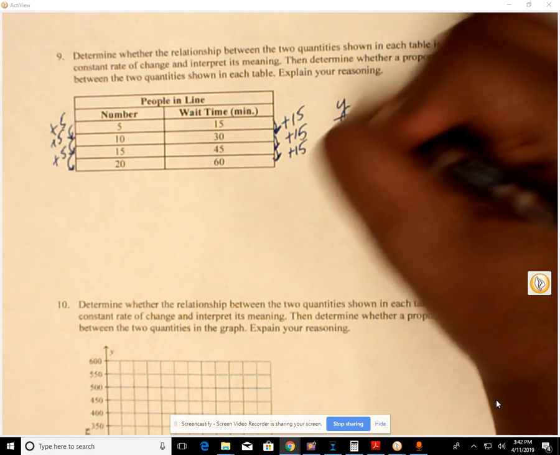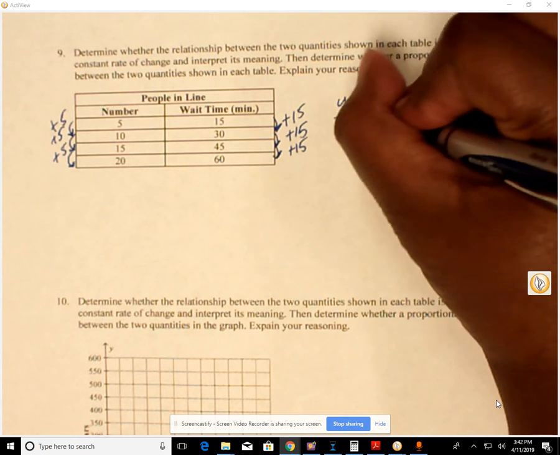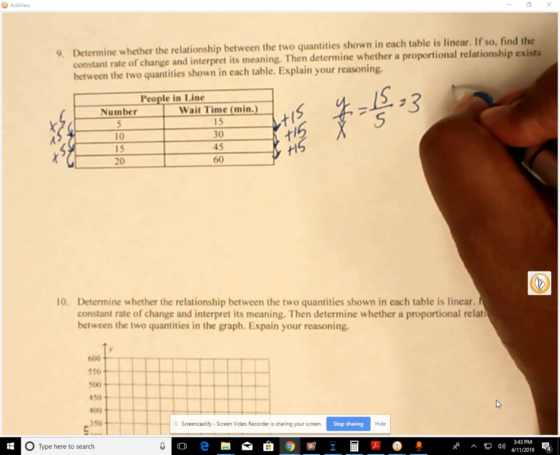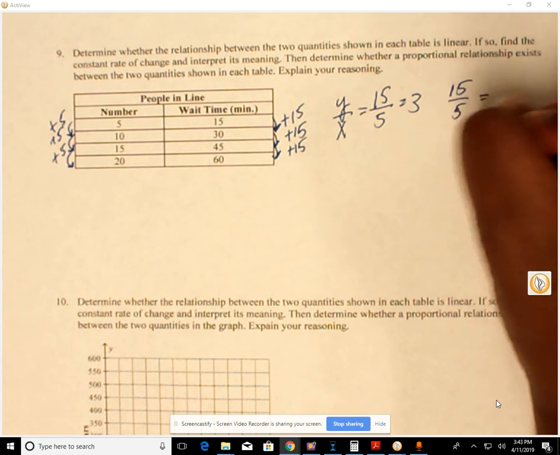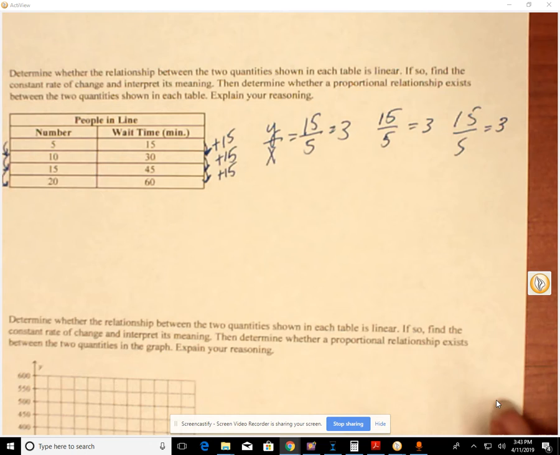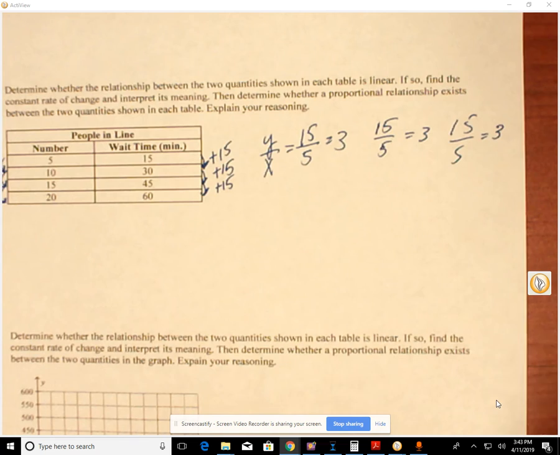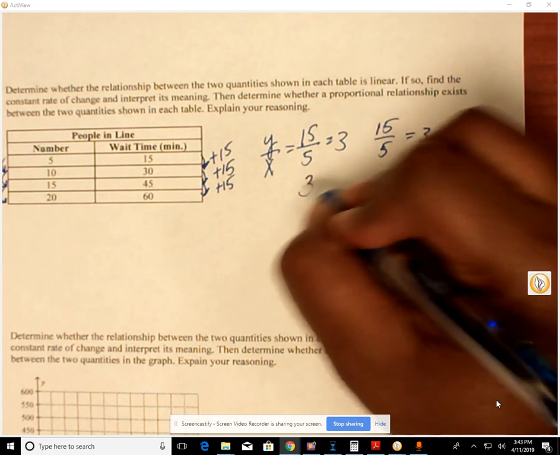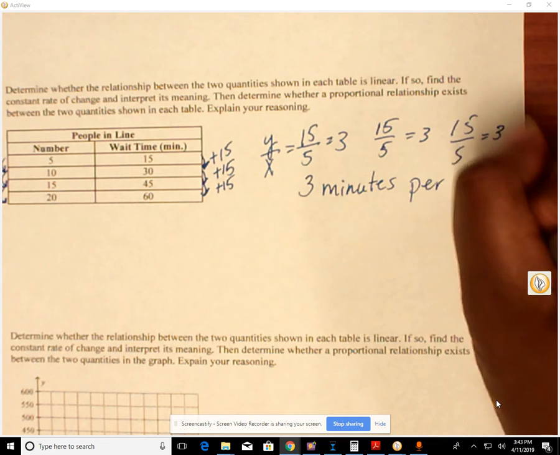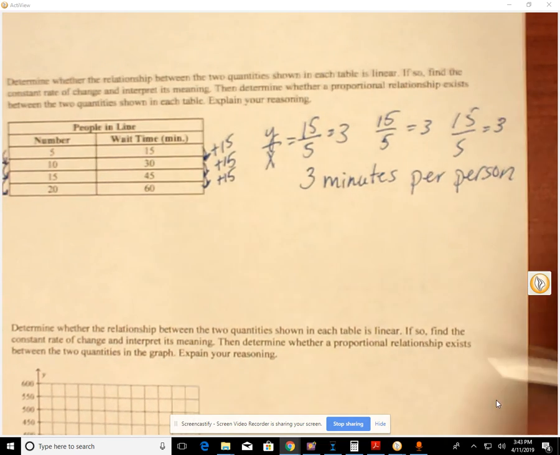So we're still doing y divided by x. So number of minutes divided by the number of people in line. So 15 divided by 5 gives you 3. Now, if I was on my own sheet of paper, I'd probably do this a little different. I would say 3 minutes per person each time. But I don't really have that much room, and I apologize for that. 3 minutes per person. So people waiting in this line about 3 minutes for each person.